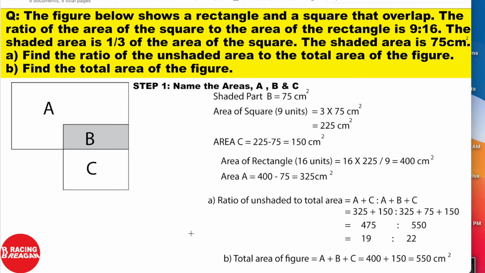Now let's move on to B. You have to find the total area of the figure. Guys, we already actually solved the question back at A. If you just put the answer as 550, you won't be marked wrong, but they might ask how you got it. So in order to get the mark, you just write it again: A plus B plus C equals 400 plus 150, which equals 550. So this is how you do the question.